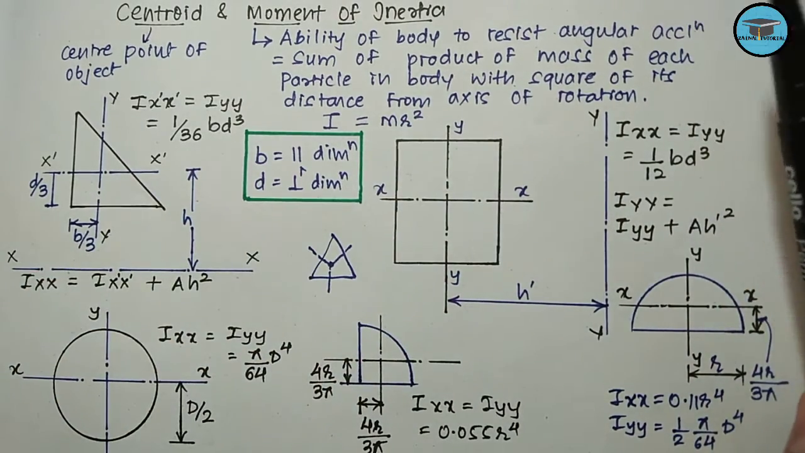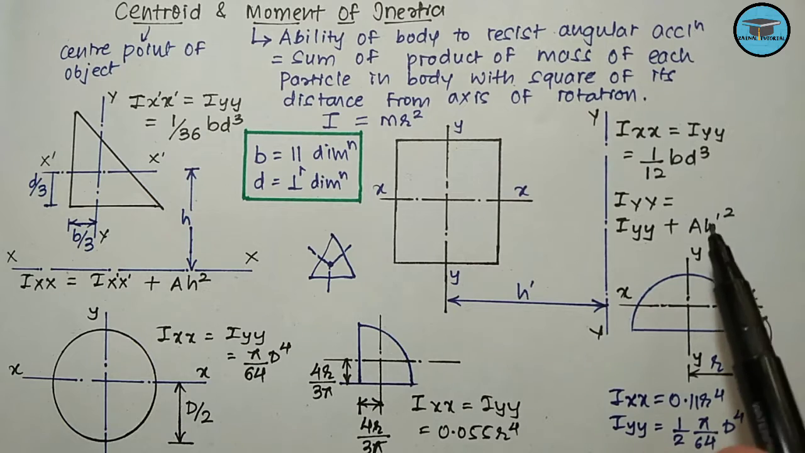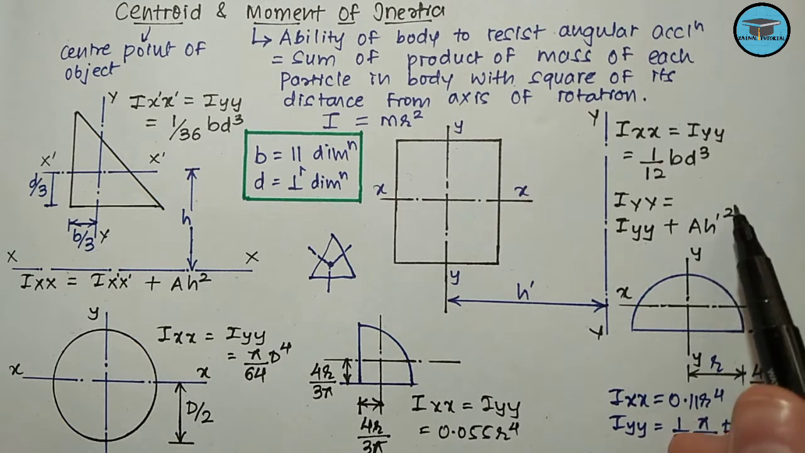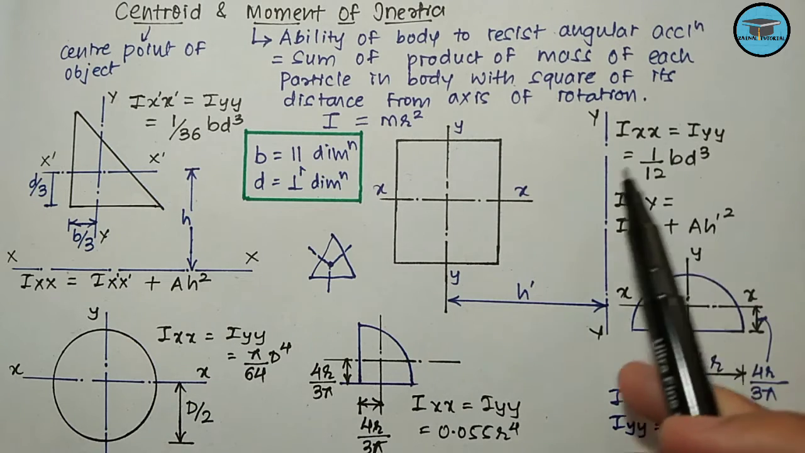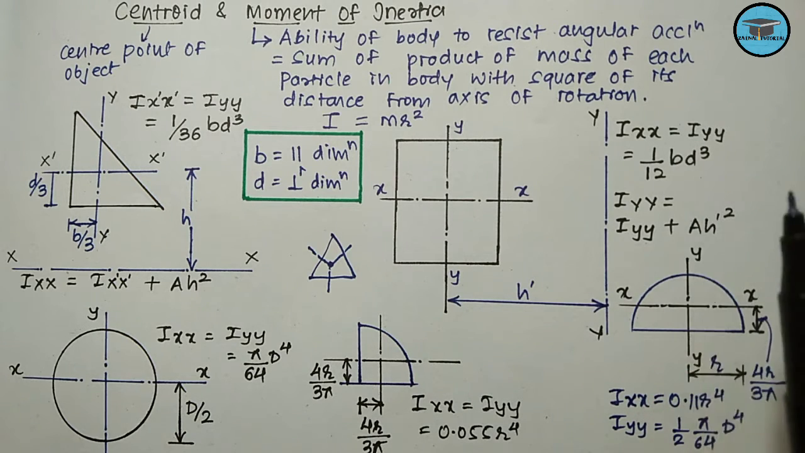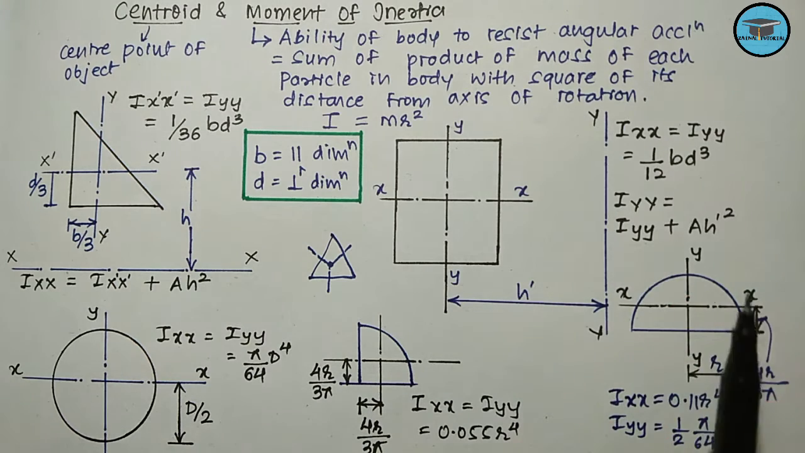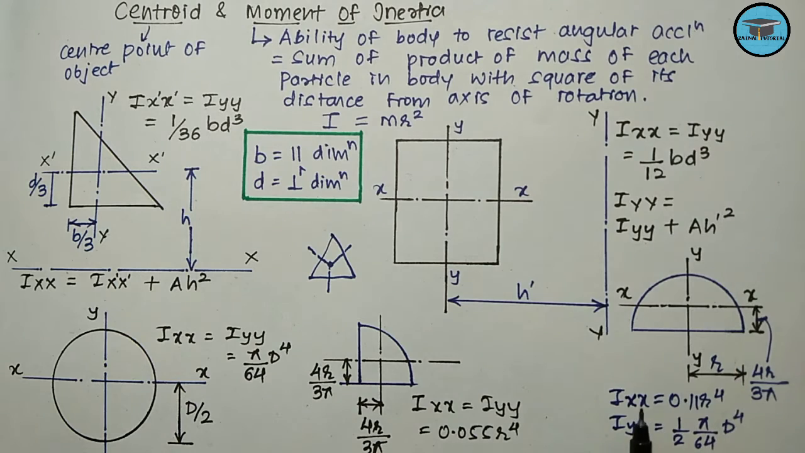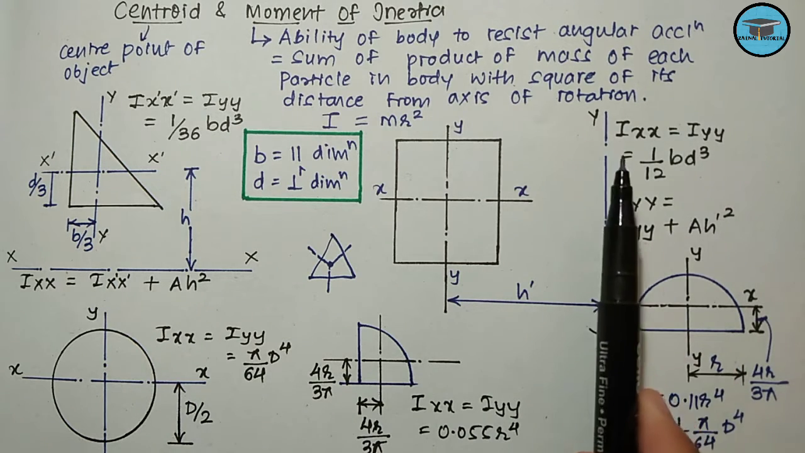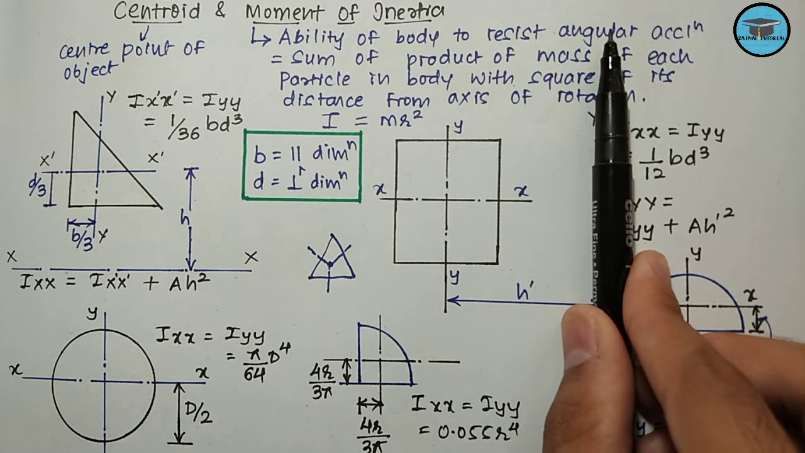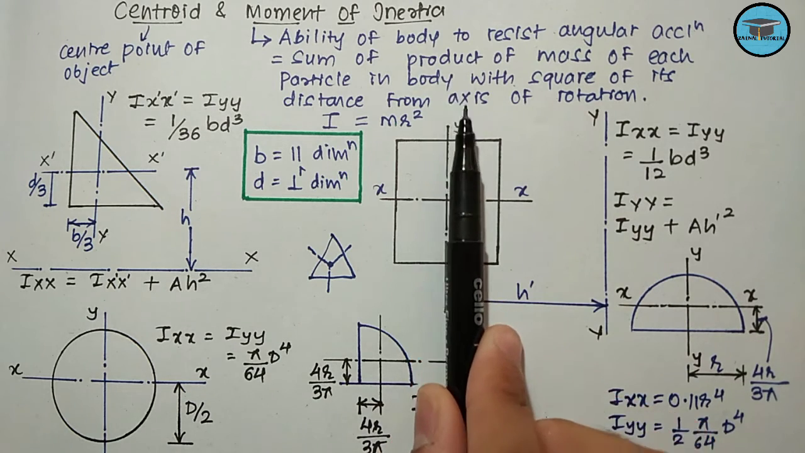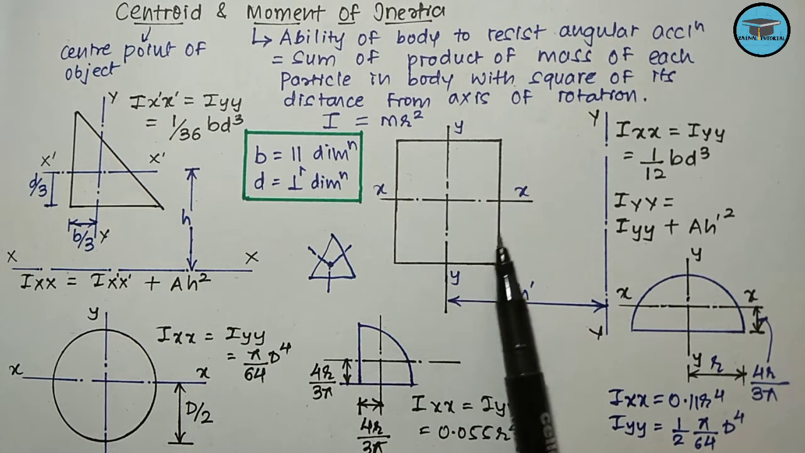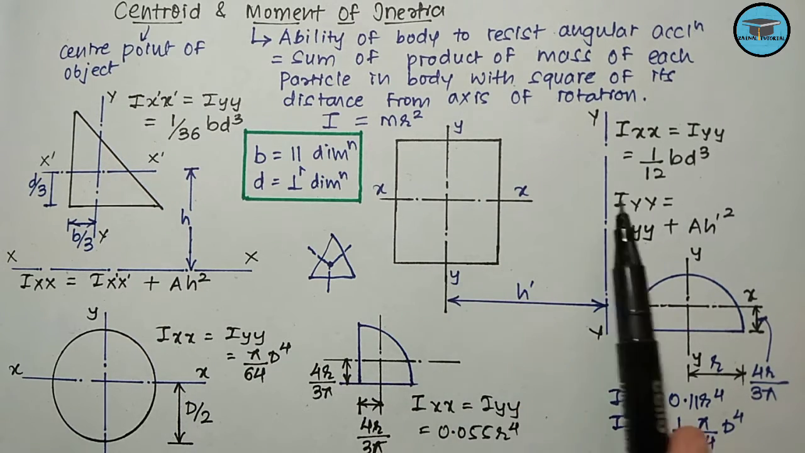Okay, now the parallel axis theorem can be given as I YY equals I local YY plus A h dash square. The parallel axis theorem is used to determine the moment of inertia about any axis. If we want to determine the moment of inertia about this YY axis, then according to the parallel axis theorem, it is the moment of inertia about this local YY axis plus the area of this lamina times the square of the distance between these two axes.